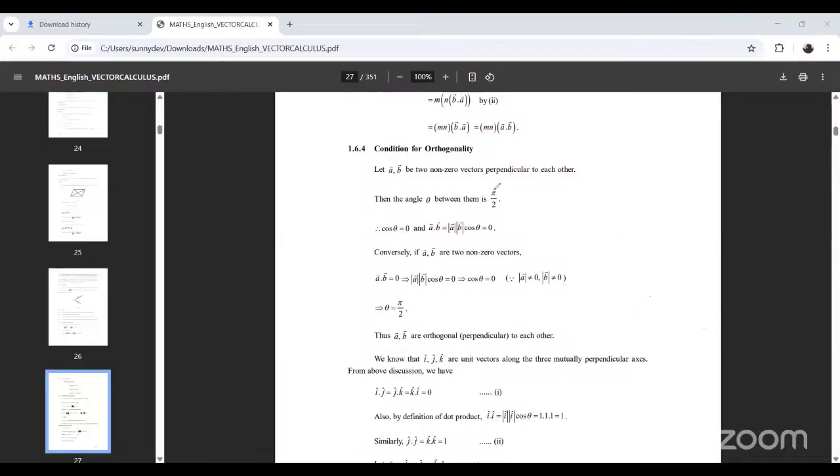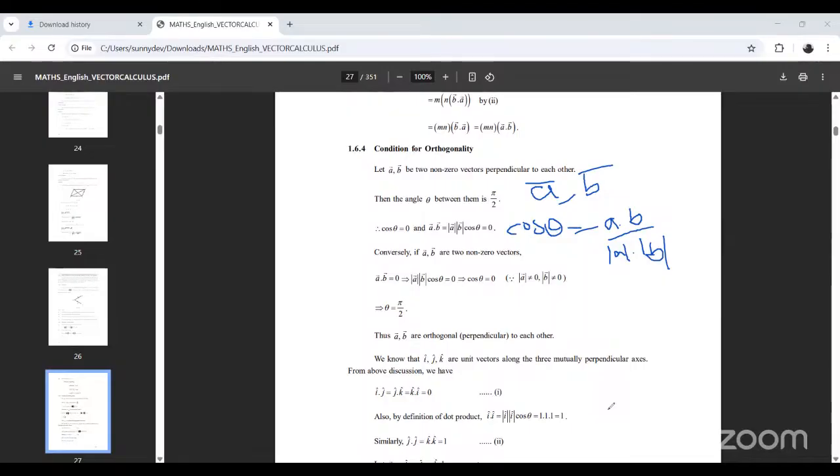One more thing you have to learn here, the angle between two vectors. Suppose A and B are the two vectors. Then the angle between the two vectors, cos theta, equals A dot B by mod A into mod B. So this is the angle between the two vectors. Okay. So this is the formula.